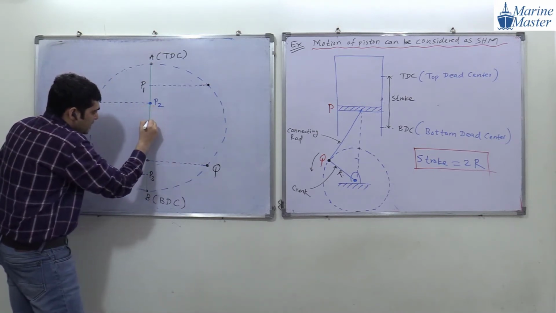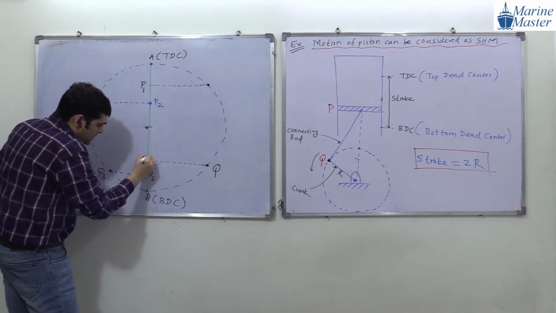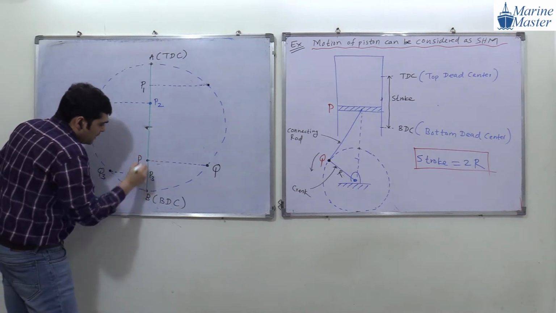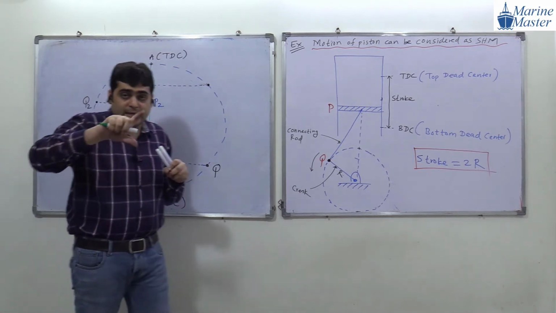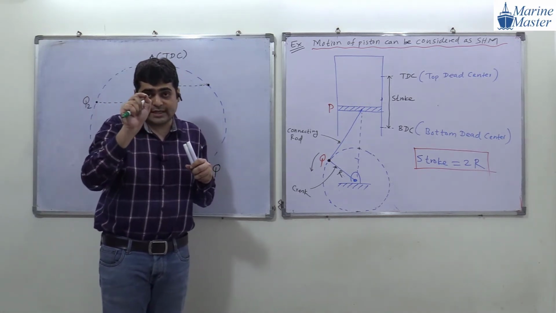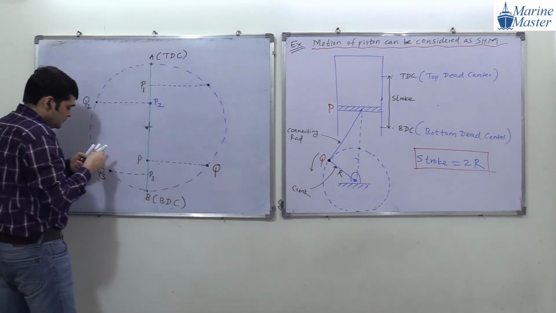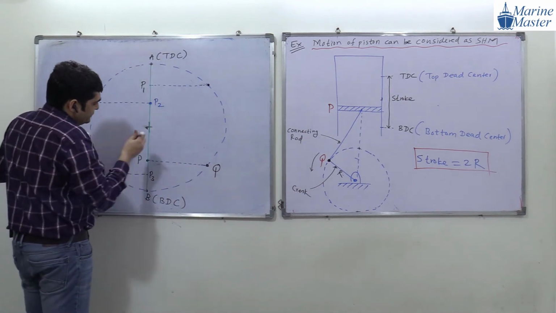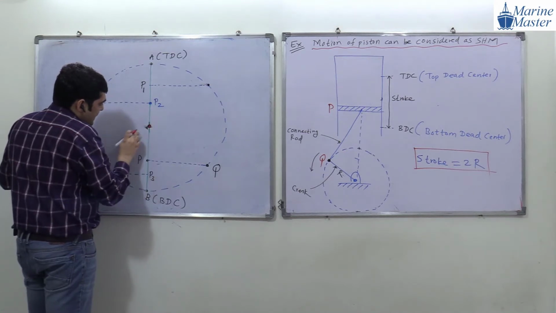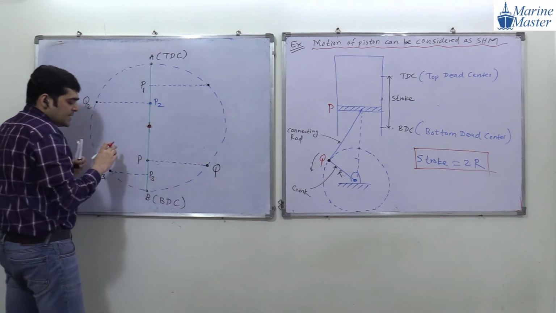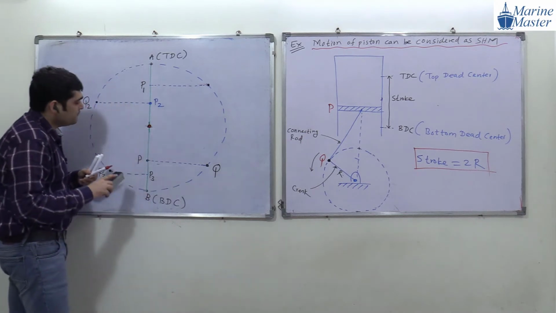You have to draw the circle properly. My circle is not that proper, but you have to take a proper compass and use it to draw the circle properly. So exactly at the center, what do we have?